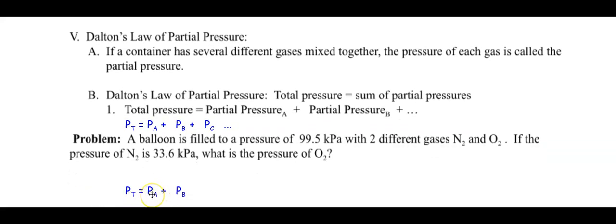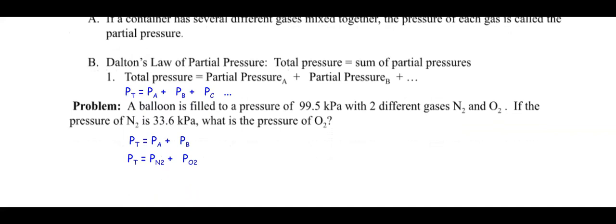Pressure total is equal to pressure of A plus pressure of B. This is Dalton's law of partial pressure, isn't it? All right, what can I fill in here? Well, do I know what the total pressure is? I do. Do I know what my 2 gases are? Yeah, nitrogen gas and oxygen gas. Okay, so now let's plug in some numbers. My total pressure is 99.5 kilopascals. My pressure of nitrogen is 33.6 kilopascals. So what's the pressure of oxygen?